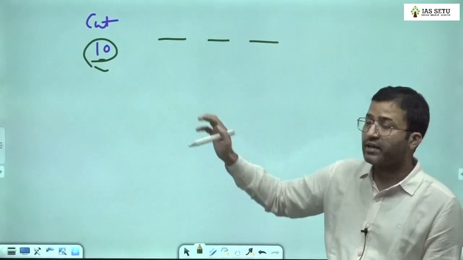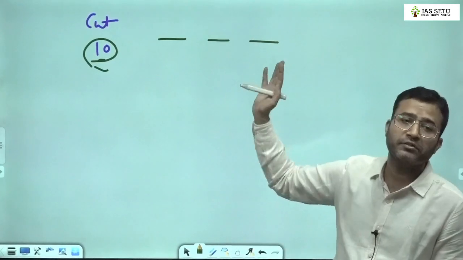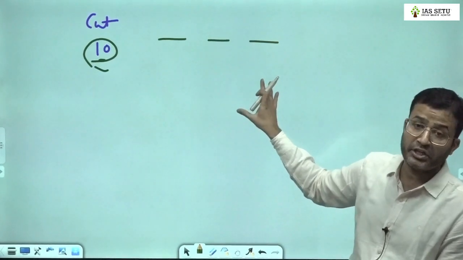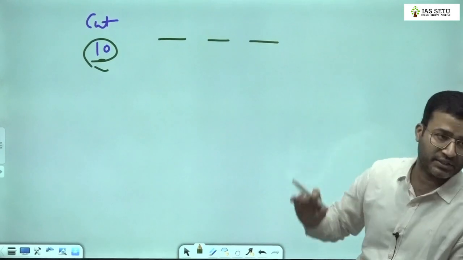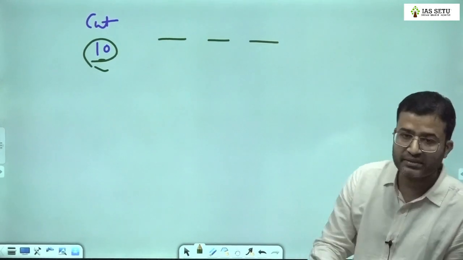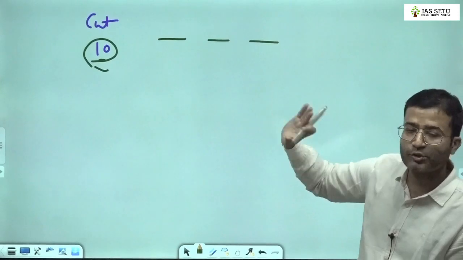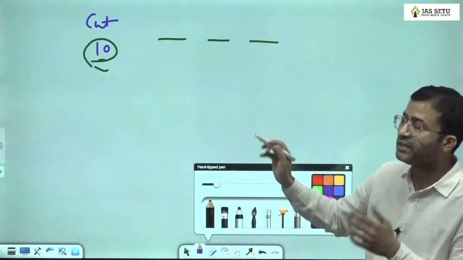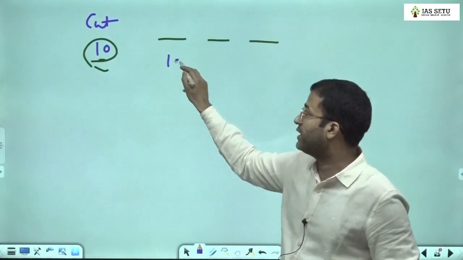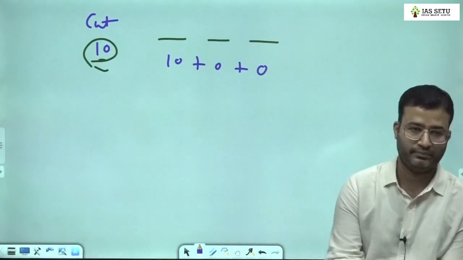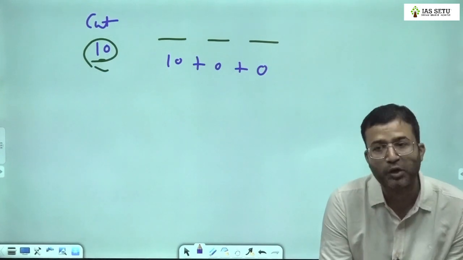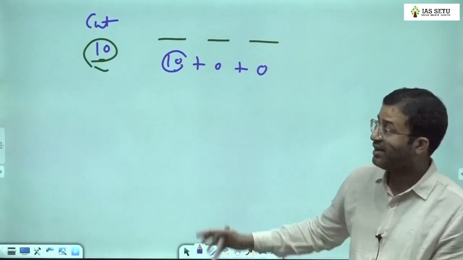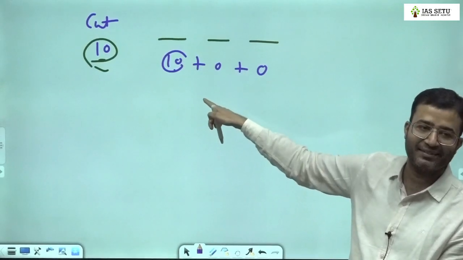See here, you have 10 chocolates with you and you have 3 friends. For example, how do you distribute 10 chocolates among these 3 friends so that you get maximum happiness? By maximum happiness, I mean maximum number of pieces, no other meaning. For example, if you distribute these 10 chocolates in such a way like 10 plus 0 plus 0. Okay, we will handle the pieces later. My simple question is, what is so special here?